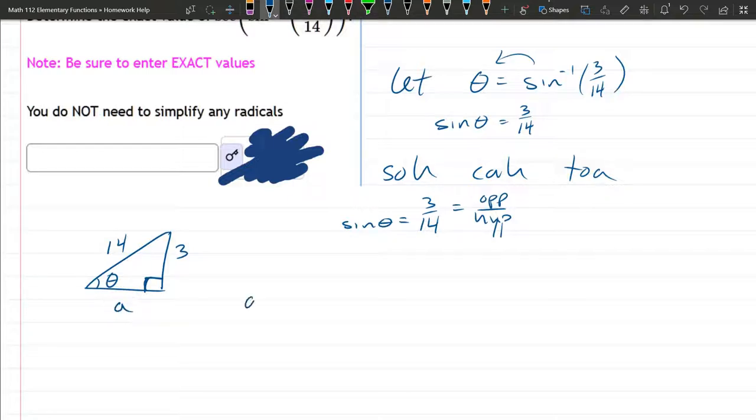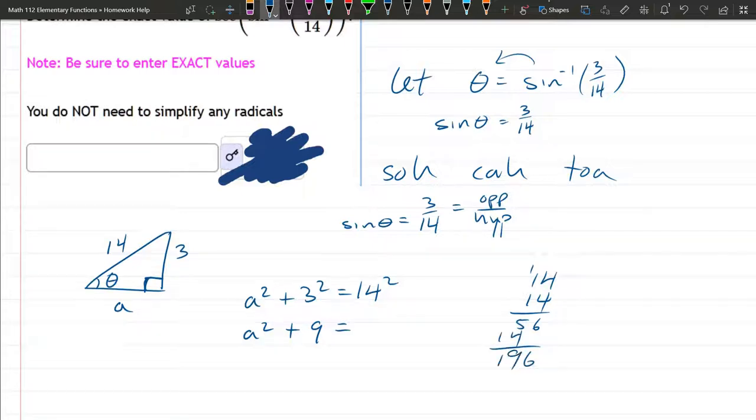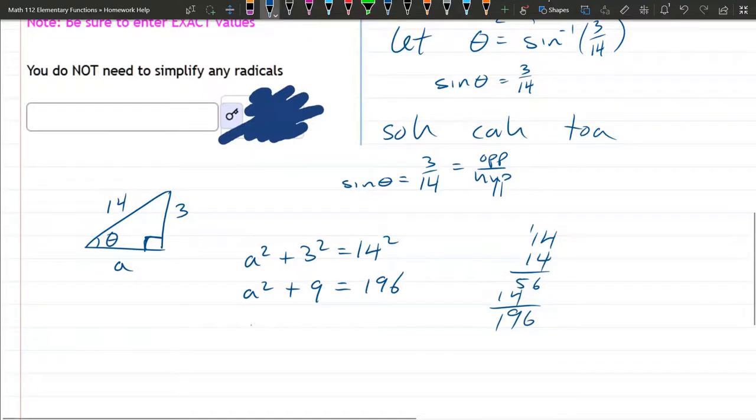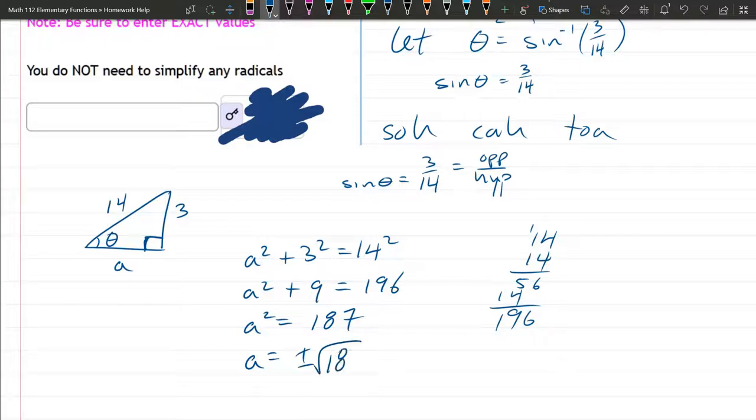And now we have the Pythagorean theorem. A squared plus 3 squared equals 14 squared. 3 squared is 9. 14 squared is a lot. 4 times 4 is 16, carry your 1. 196. I hope that's right. All right, solve for A. 196 minus 9 is 187. A equals plus or minus square root 187.